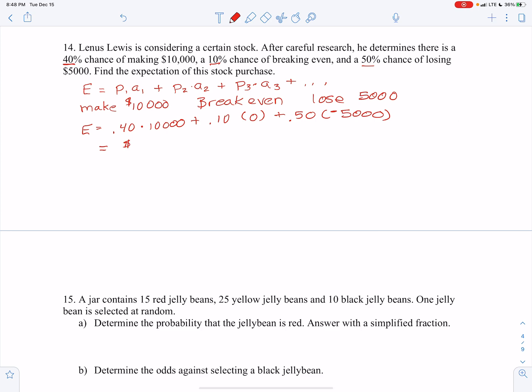You see that there's a $1,500 average gain per investment. So sometimes he gains 10,000, sometimes he breaks even, sometimes he loses 5,000, but if he averages all those gains and losses together, the average is a gain of 1,500.